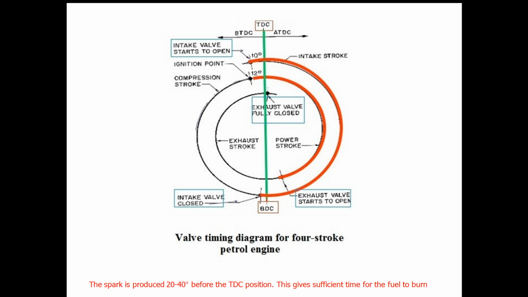For that you need to first draw a vertical line, where the top of the vertical line is the top dead center and the bottom of the vertical line is bottom dead center. Inlet valve opening is the first one we are going to plot. This red arc semicircle represents the intake stroke. Intake valve opens, for example, 10 degrees before TDC. Inlet valve starts to open typically 10 to 14 degrees before top dead center. So this is the first point.